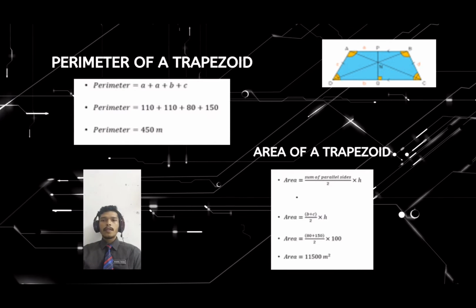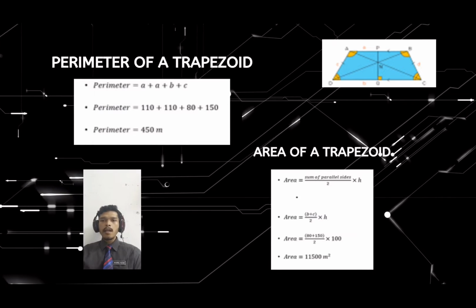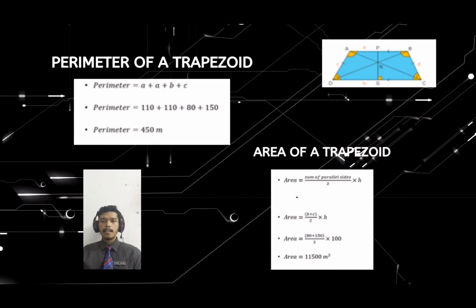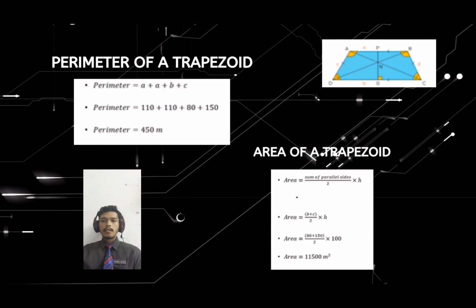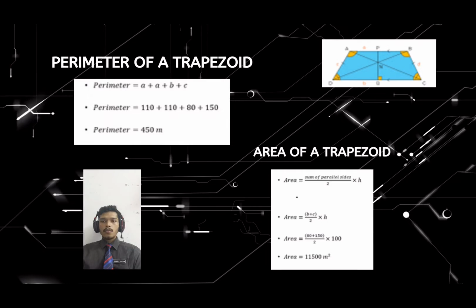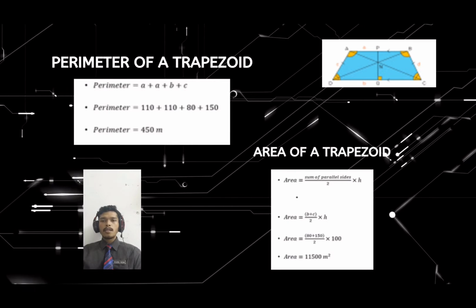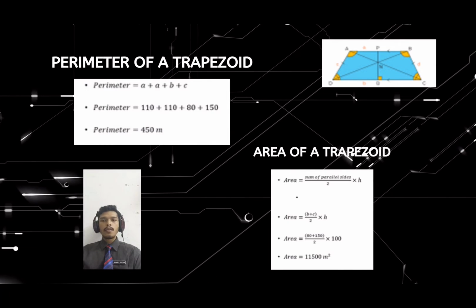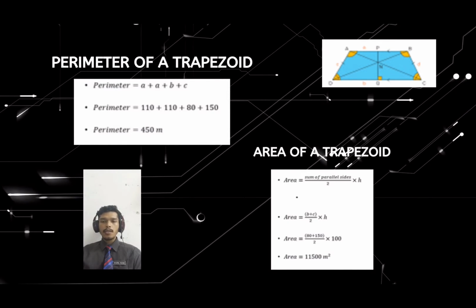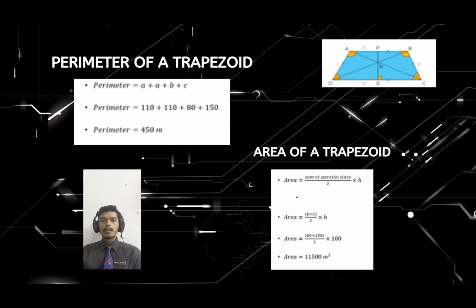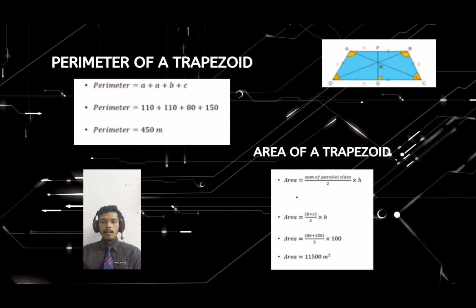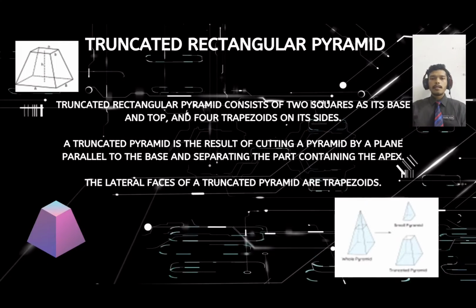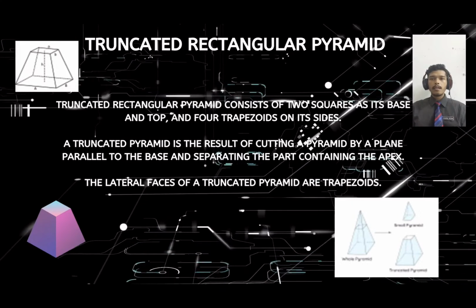The formula to find the area of a trapezoid is the sum of parallel sides divided by 2 times its height. So by substituting the sum of the parallel side lengths, we divide it by 2 times the height, which is 100, and we get the area is 11,500 meters squared.